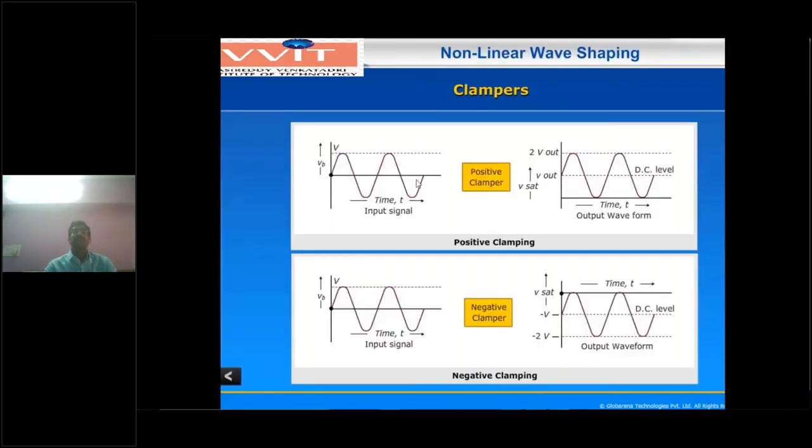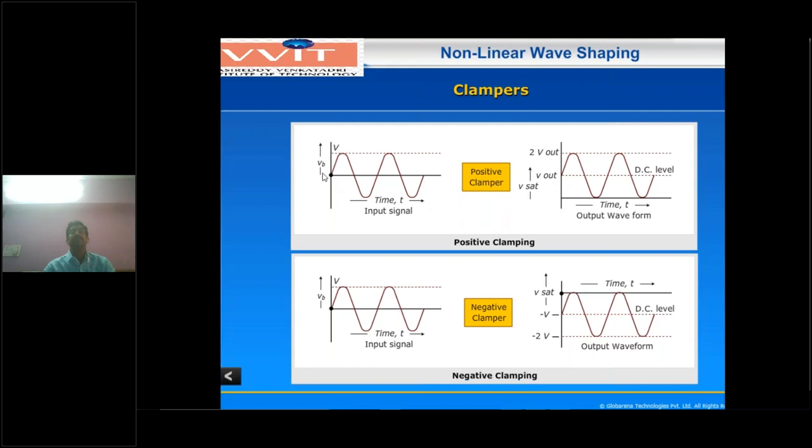So go through this example. This is the input waveform. Reference voltage line is 0 volts. Now this is a positive peak and negative peak. Let us take the example of plus 3 volts. This is minus 3 volts. Now for the positive clamper circuit, observe this one. The entire negative peak of the waveform will move in the upward direction.